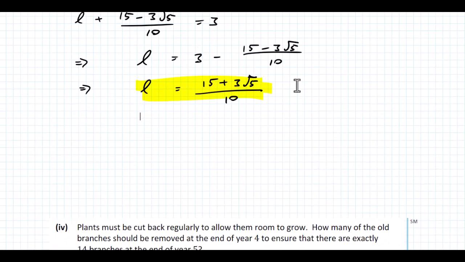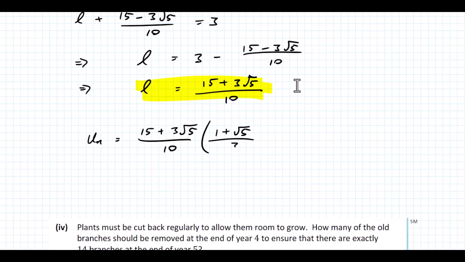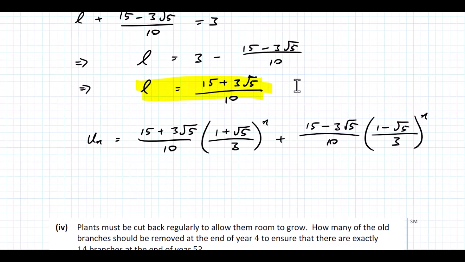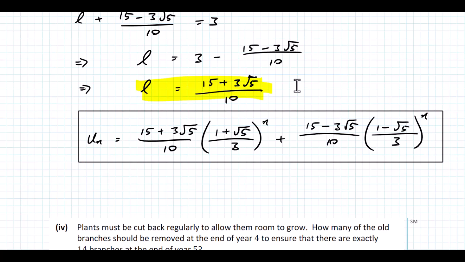So my final solution to the difference equation is UN is equal to 15 plus 3 root 5 over 10 times 1 plus root 5 over 3 to the power of n plus 15 minus 3 root 5 over 10 times 1 minus root 5 over 3 to the power of n. This is the final solution here, if you like. So that's it for that part of the question.